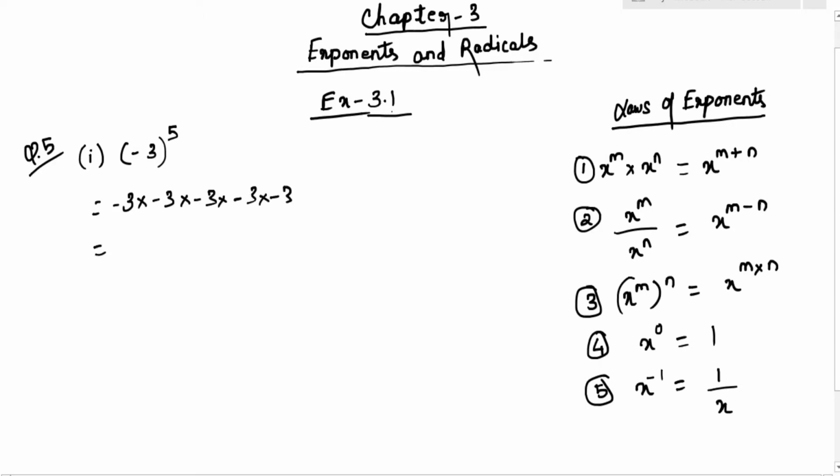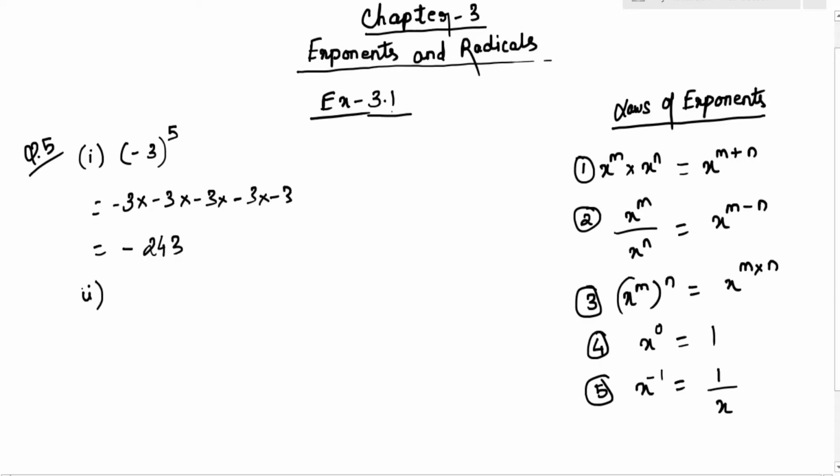Now you know that minus into minus is plus, but always remember, any negative number with an odd power will always give you the answer in negative only. So now we will multiply. 3 3s are 9, 9 3s are 27, 27 3s are 81, and 81 3s are 243. So the final answer is minus 243.